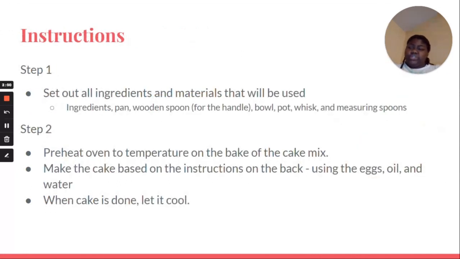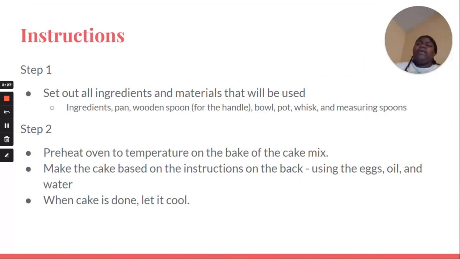Okay, firstly, the instructions. Step 1, I found it easier to set out all the ingredients and the materials beforehand that will be used. So that will be all the ingredients, the pan, the wooden spoon, the bowl, pot, whisk, measuring spoons to measure everything out, and also a spatula that's going to be needed.